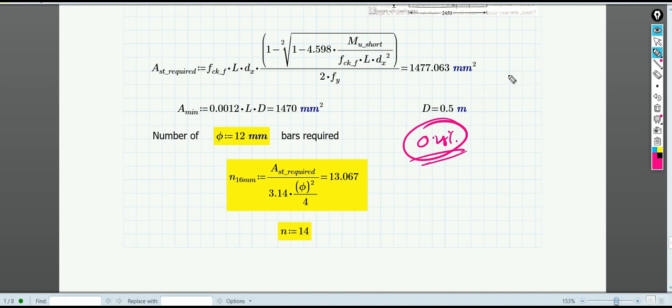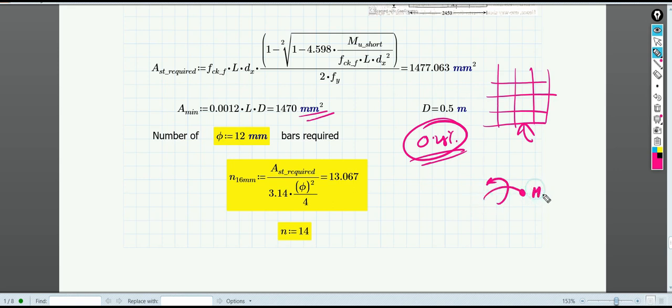This is the longitudinal cross section basically, and these are the bars. You can see the bottom bars are for the longer side, and the top bars, these bars, are for the shorter direction. For the longer side we have 11 numbers of 16 mm bars, and for the shorter side we have 14 numbers of 12 mm bars. This is how the final reinforcement will be provided.